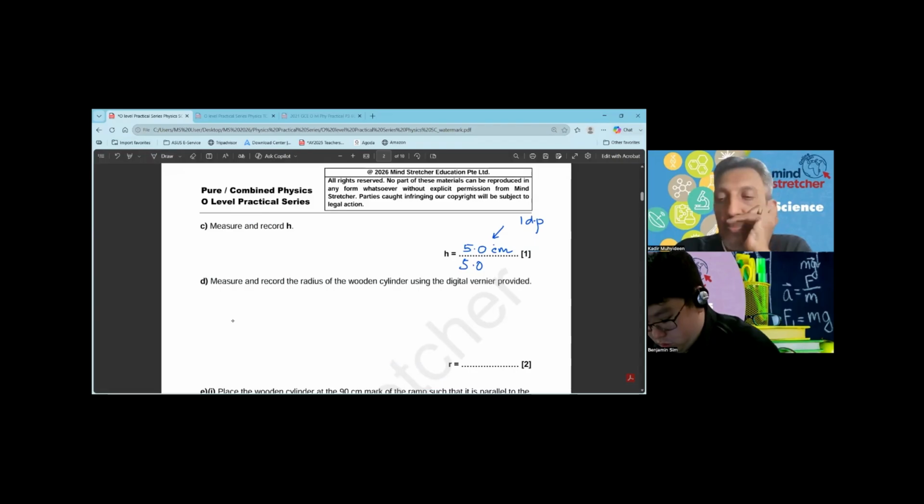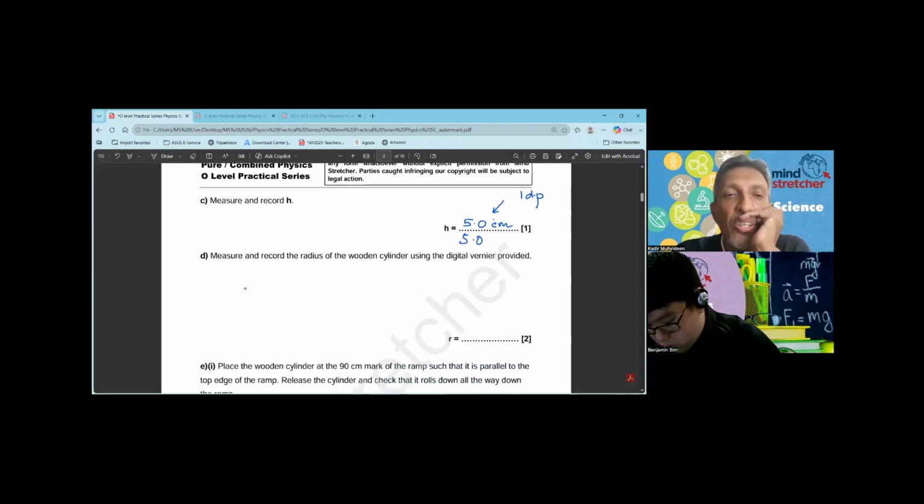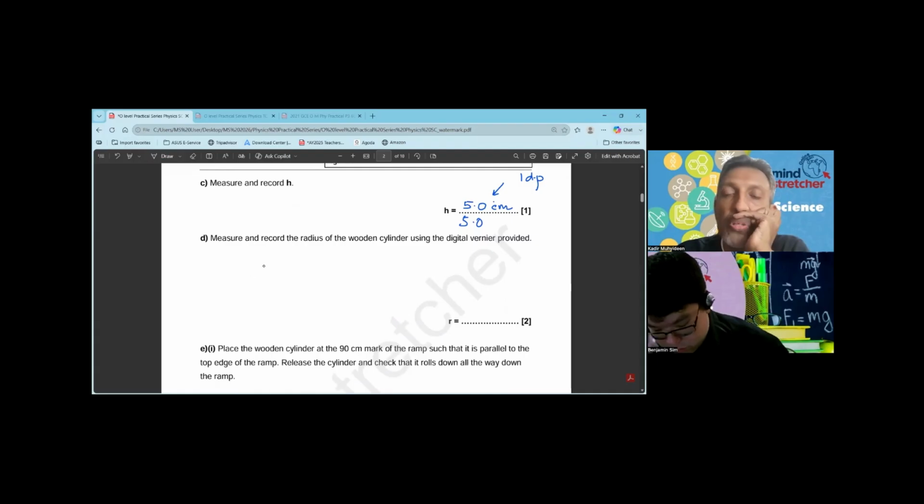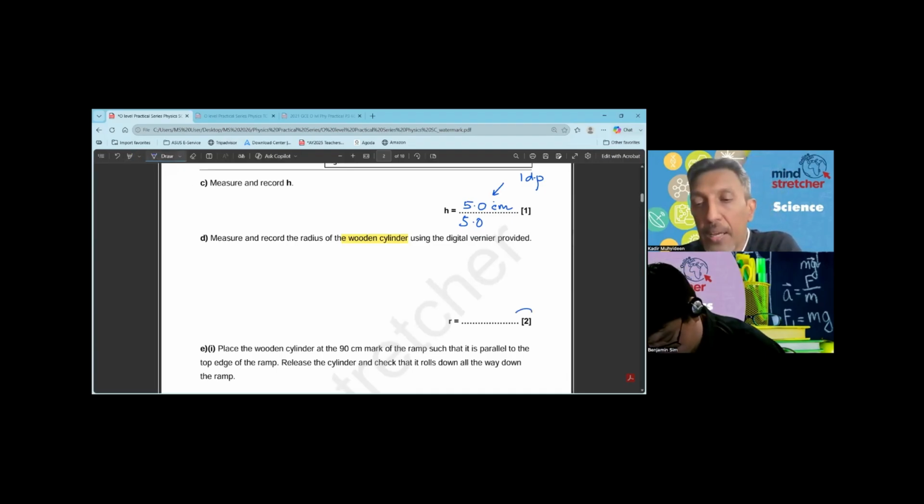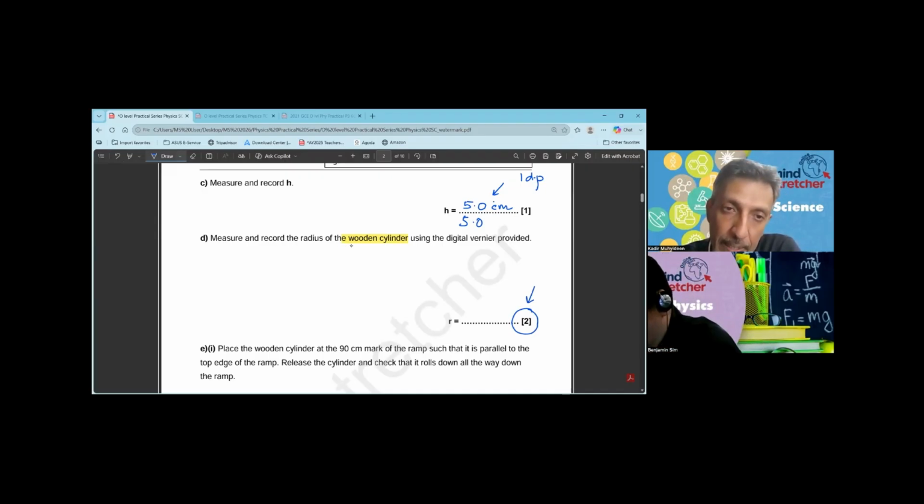Okay, now part D says measure and record the radius of the wooden cylinder using a digital vernier. Now, look at this, guys. 2 marks for this. Okay, why is this 2 marks? You have to ask. Can you all put a circle around this? They want you to measure and record the radius of the wooden cylinder using the digital vernier provided.